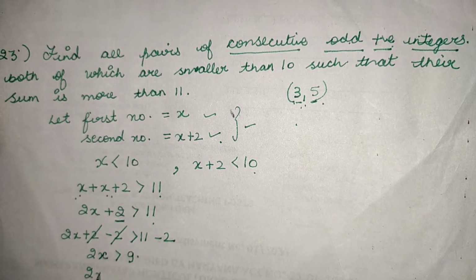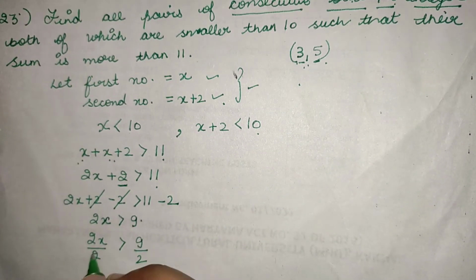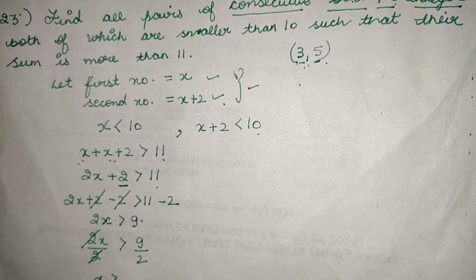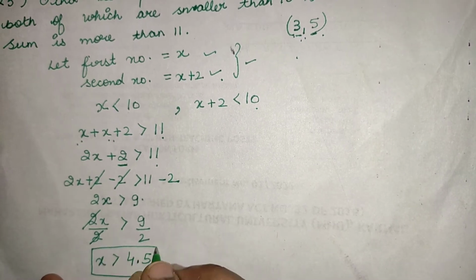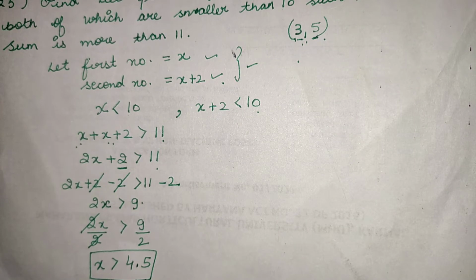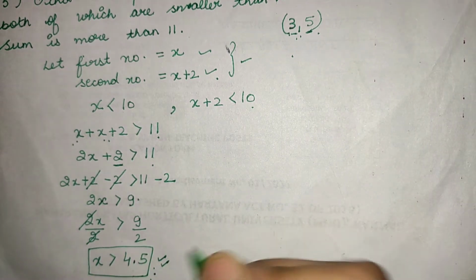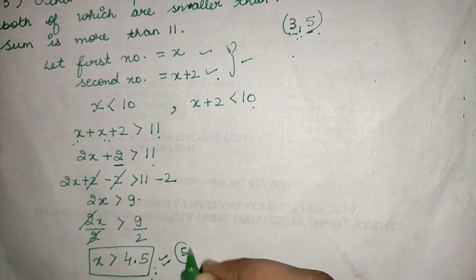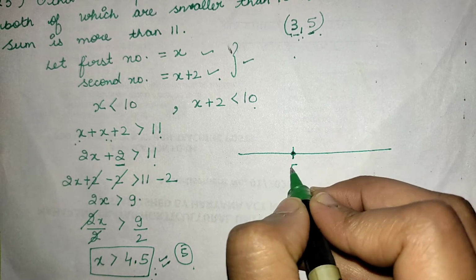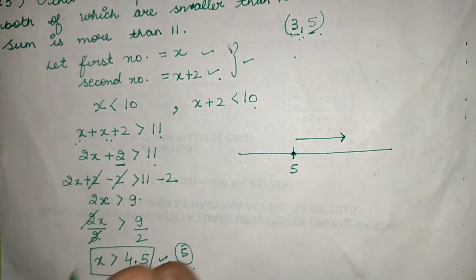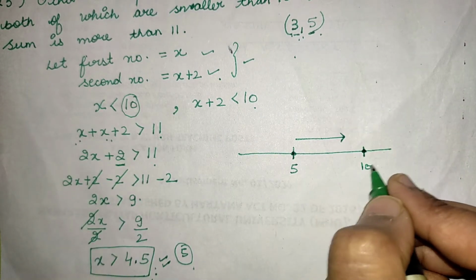So I have to divide by 2 on both sides. So I will get x should be greater than 4.5. Since the number should be an odd number, greater than 4.5, the next number will be 5. So one condition we have got is that our number should be greater than or equal to 5. But it is given to us that the number should be less than 10.